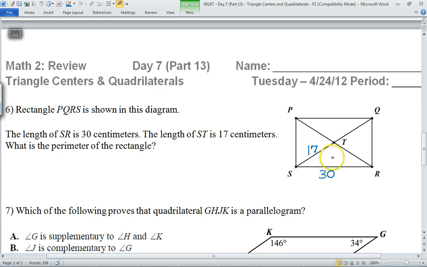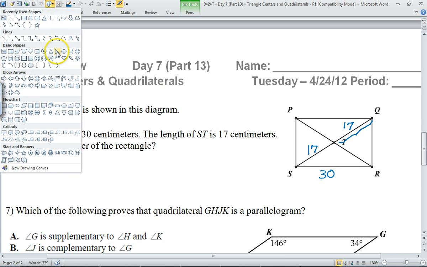So let's do this. Look at ST. Since ST is 17, can you tell me what TQ is going to be? 17. TQ is also going to be 17. All right? This is the key to the problem. So everybody watch this very carefully. Concentrate on this triangle right here.